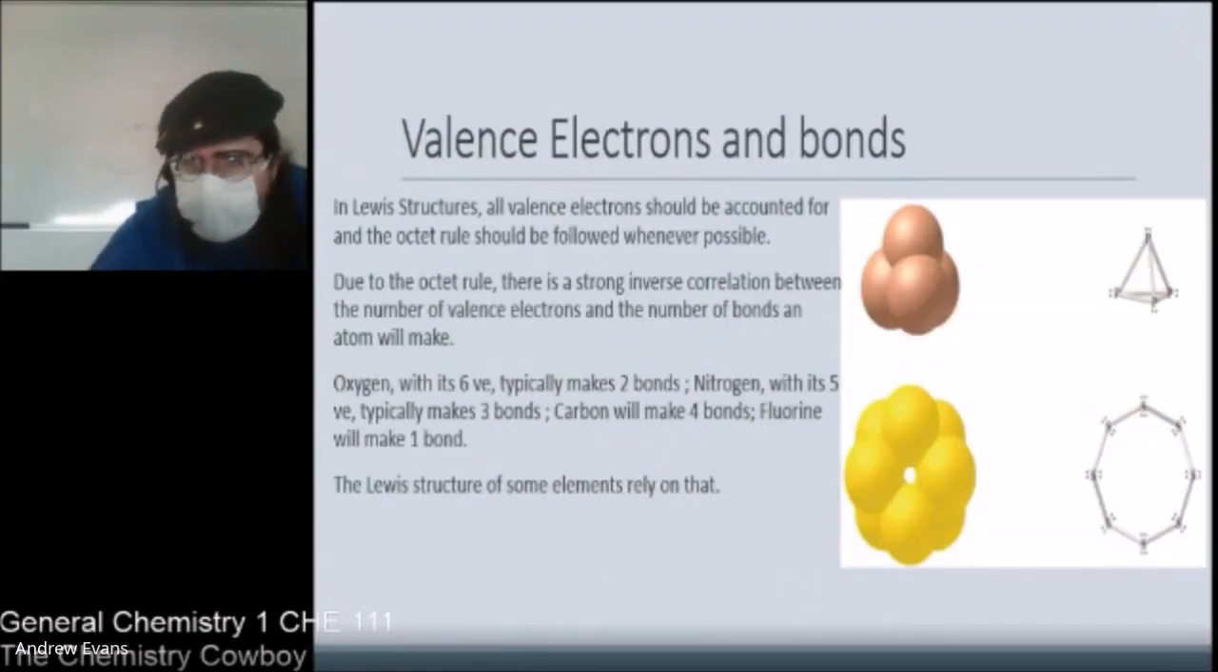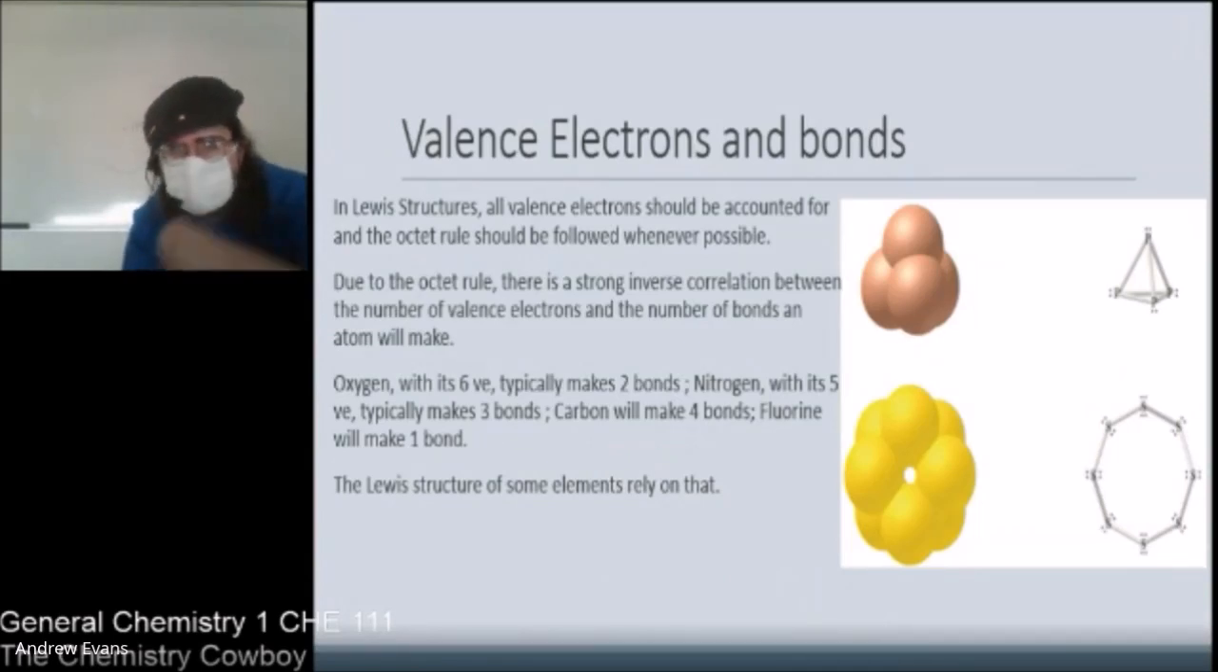Now, in the Lewis structure, all valence electrons should be accounted for. The octet should be followed whenever possible. Due to this octet rule, there's a strong inverse correlation between the number of valence electrons and the number of bonds. Oxygen, because it has 6 valence electrons and it wants to get an octet, needs 2 bonds. It needs to share 2 electrons to get that octet.